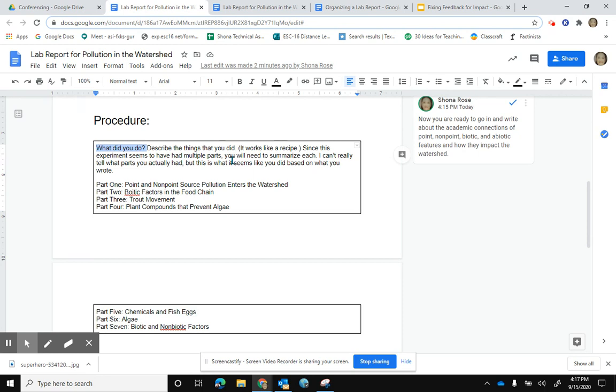You describe the things that you did and really kind of what it looks like whenever you're writing it out for science. It looks like a recipe and it looks like a procedural, like step 1, step 2, step 3, kind of like those things that you get whenever you go to Michael's and they give you a sheet that shows how to make something. That's kind of what happens with this.